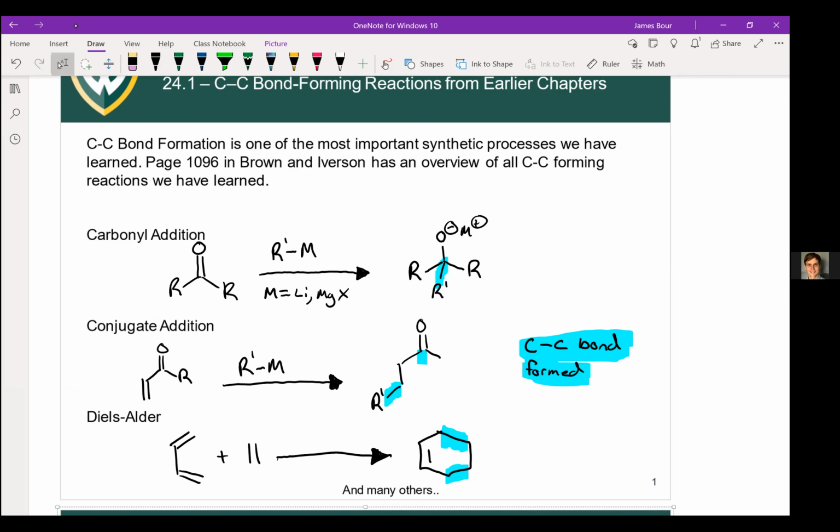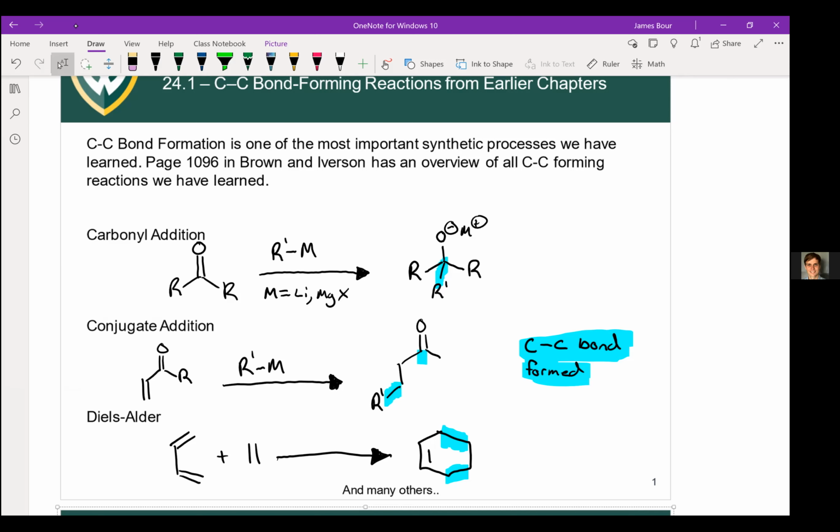Or conjugate additions, we know how to form CC bonds, beta to carbonyls or beta to pi accepting groups. Again, this is great if you want to form a CC bond beta to that. Or a Diels-Alder reaction. This is great if you want to form cyclic rings. We've learned many others, and they're summarized on page 1096. But suffice it to say that carbon-carbon bond forming reactions are important in the development of chemicals we need in our day-to-day life.